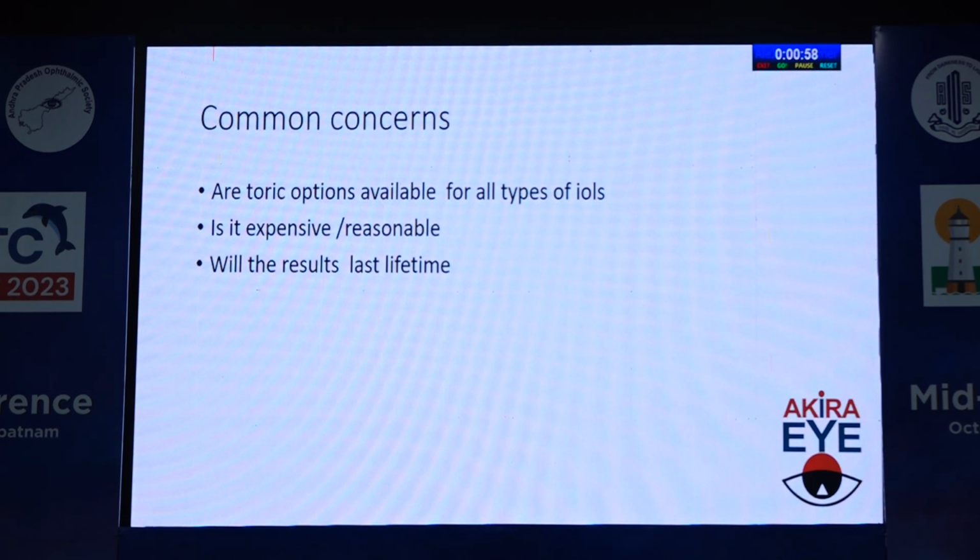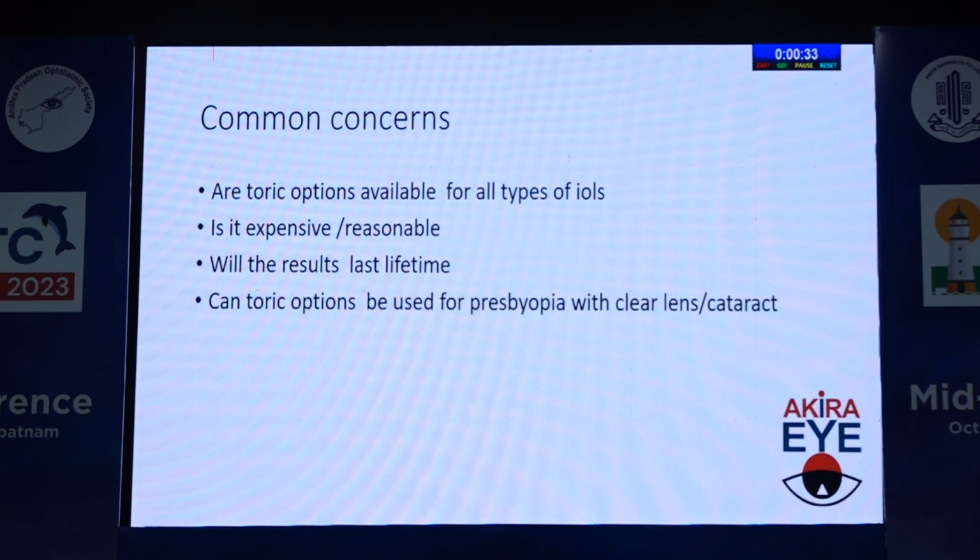Will the results last a lifetime? For torics, we cannot give a guarantee, because we have to be aware that in all eyes astigmatism changes with age, especially against-the-rule astigmatism, which keeps on increasing with age. So we tend to overcorrect all against-the-rule astigmatisms and undercorrect with-the-rule astigmatisms, so that after maybe 6 months, after 1 year also, the lens will be suitable for that patient.